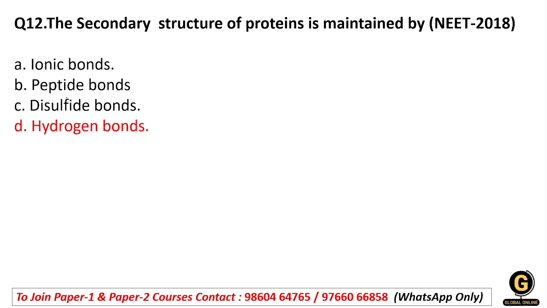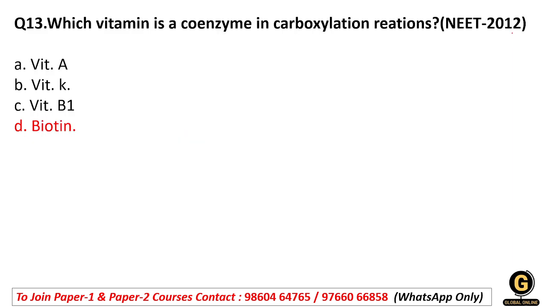Next, the secondary structure of proteins is maintained by dash. The options are ionic bonds, peptide bonds, disulfide bonds and hydrogen bonds. So the right answer is option D, that is hydrogen bond, because secondary structures are formed like alpha helix and beta pleated sheets, which are stabilized by the hydrogen bonding. Yes, so this question was asked in NEET 2018. Moving forward to the next question.